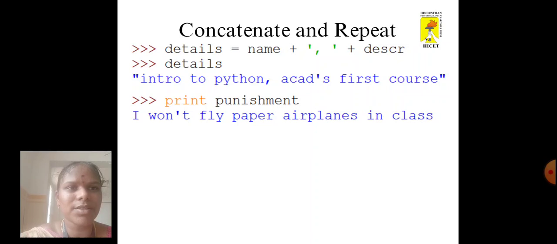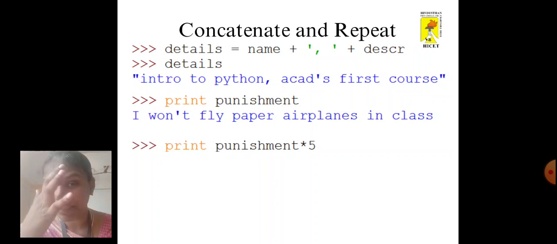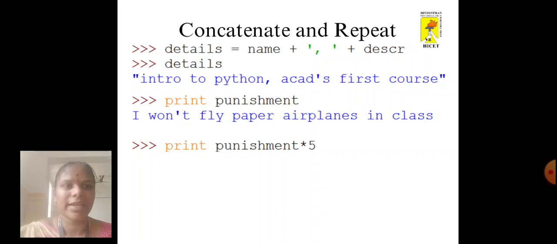The second example is print punishment. The punishment value is "I won't fly paper airplanes in class." Now I want to repeat the statement five times, so I have to use the multiply symbol with 5.